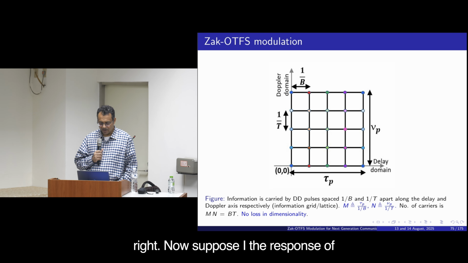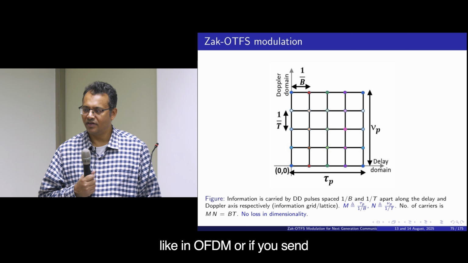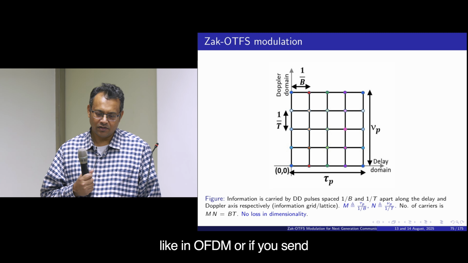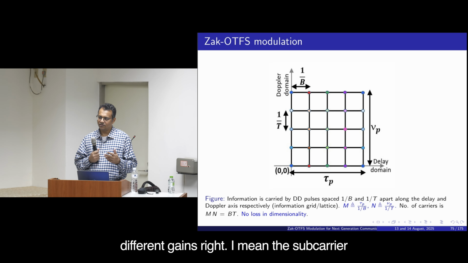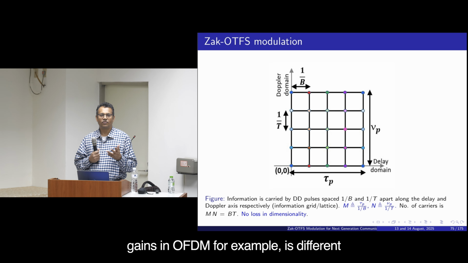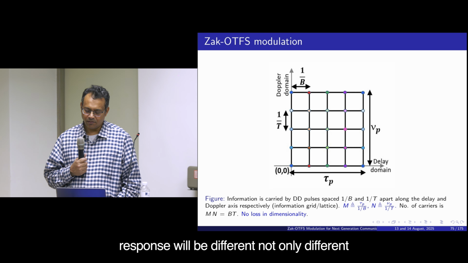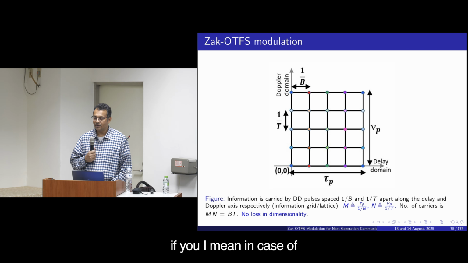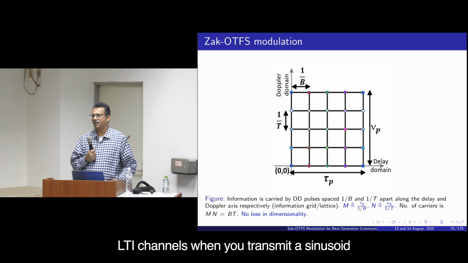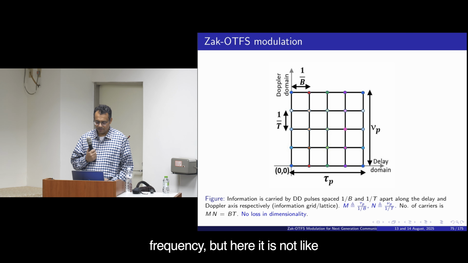Now suppose the response of the channel to all of these carriers is not the same. That is just like in OFDM, or if you send sinusoids of different frequencies, they will experience different gains, right? I mean, the subcarrier gains in OFDM, for example, are different on different subcarriers. Similarly, here also the response will be different. Not only different, in case of LTI channels, when you transmit a sinusoid, you receive the sinusoid of the same frequency. But here it is not like that.